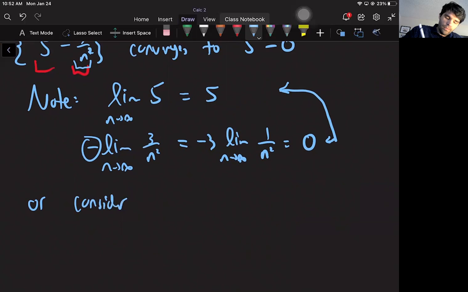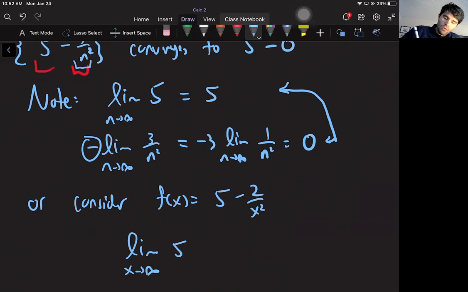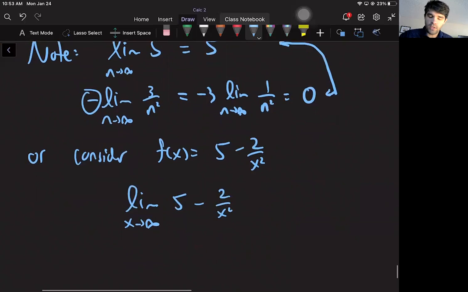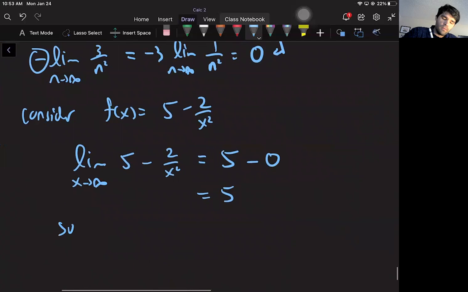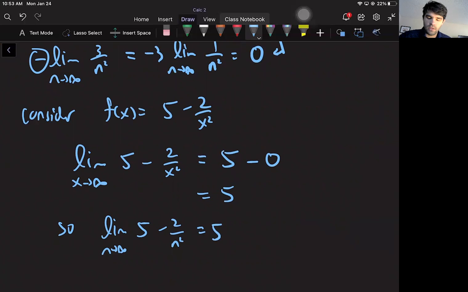Or consider just a function 5 minus 2 over x squared. And then this limit, you're allowed to just use Calc 1 rules, which are very quick, which is that the limit of a number is just a number, and the limit of 2 over x squared, because the x grows on the bottom and the 2 doesn't grow on the top, is just going to give you 0, and you get 5. So that's another way to say that it converges to 5, because the function that matches it converges to 5. The sequence automatically does too.